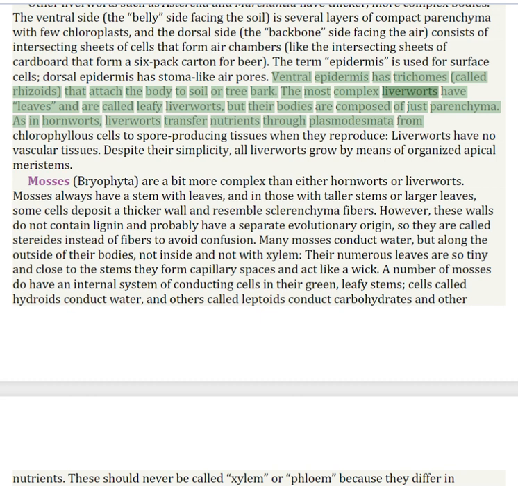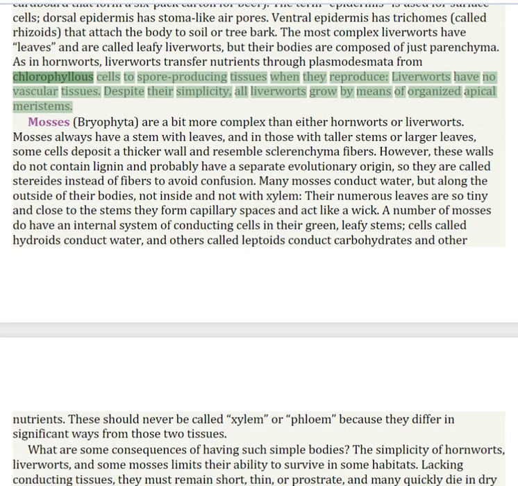The most complex liverworts have leaves and are called leafy liverworts, but their bodies are composed of just parenchyma. As in hornworts, liverworts transfer nutrients through plasmodesmata from chlorophyllous cells to spore-producing tissues when they reproduce. Liverworts have no vascular tissues. Despite their simplicity, all liverworts grow by means of organized apical meristems.